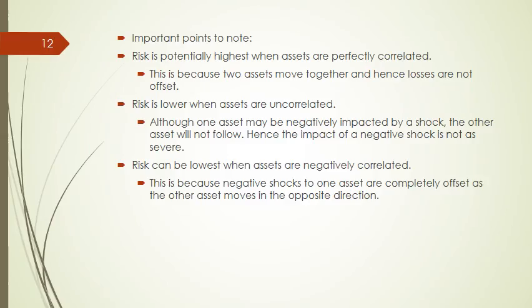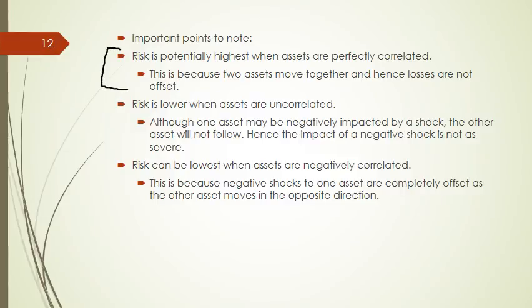So what is the outcome? Risk is potentially highest when assets are perfectly correlated. This is because the two assets move together and hence losses are not offset and variability is not offset. Variability is highest in this instance.